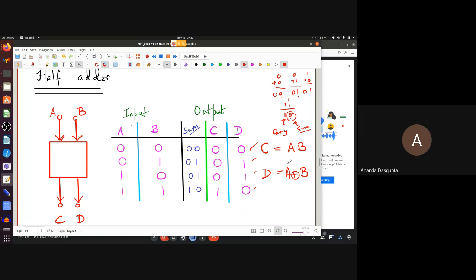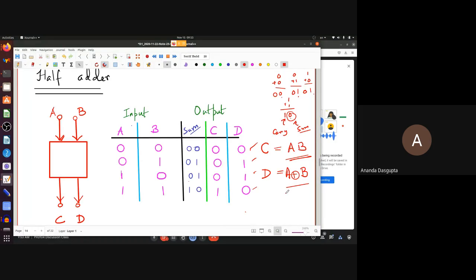And it's very easy to write down the Boolean expressions for this. If you forget about the fact that these are actually adding numbers and just think of these as Boolean expressions, C is high only when both inputs are high, that obviously is AB. And D, on the other hand, is high when the 2 inputs are different, so when they are not the same, that's of course A XOR B.